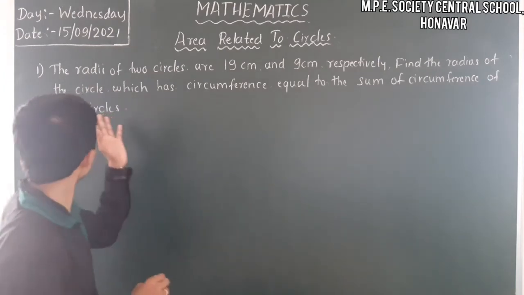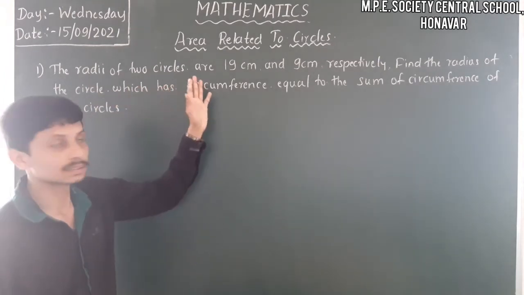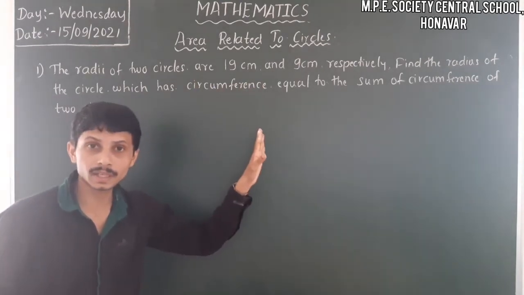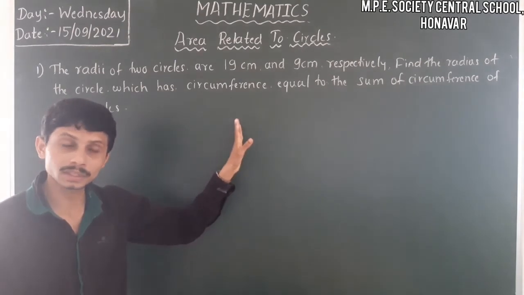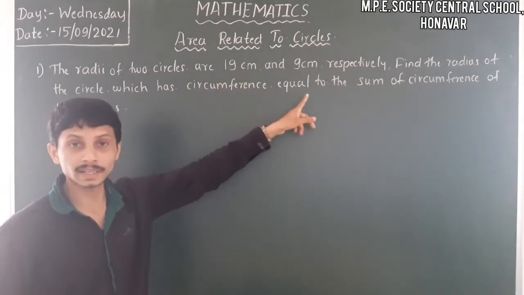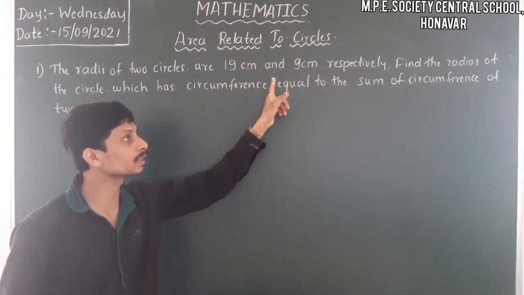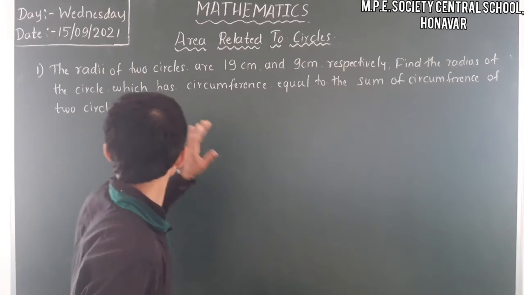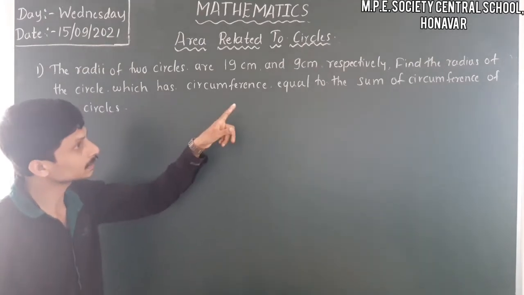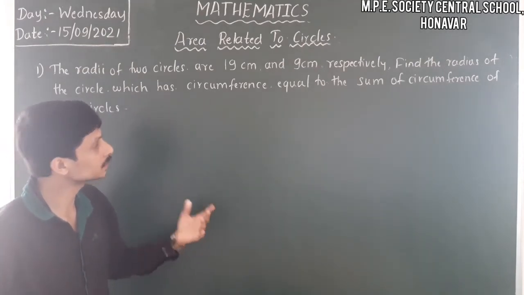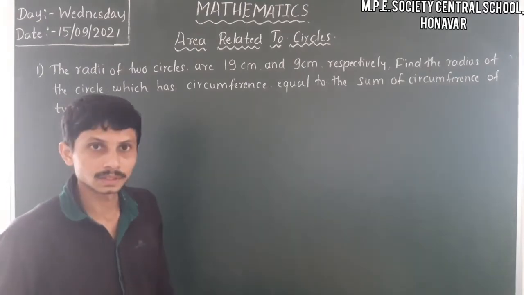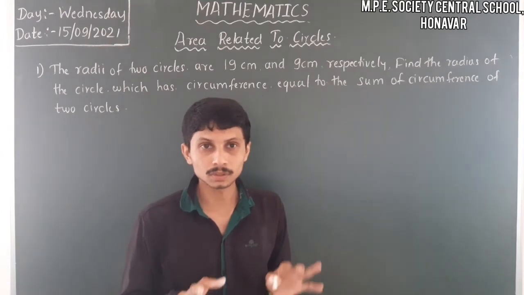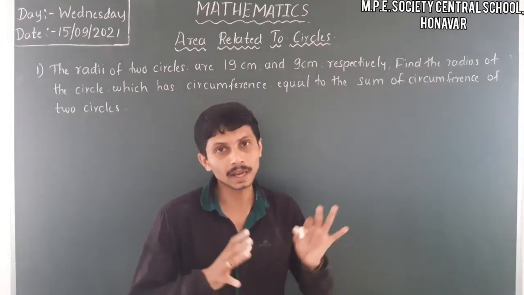Just observe, we have the radii of two circles, 19 centimeter and 9 centimeter. One circle has a radius of 19 centimeter, another has a radius of 9 centimeter. Find the radius of the circle which has a circumference equal to the sum of the circumferences of the two circles. That means there is one bigger circle, and we have to find its radius.